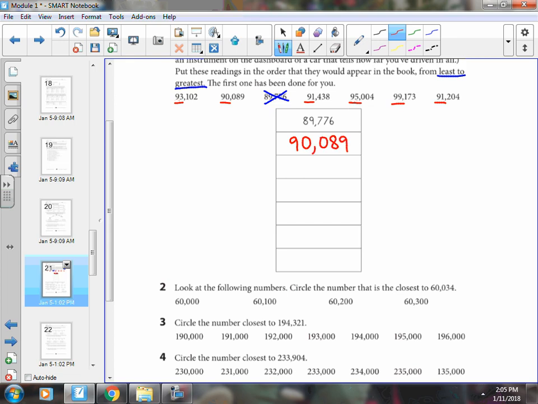90,089. After that would come 91,000, and I see two of them start with 91, so I now need to look at the hundreds place. 91,438 or 91,204. A 2 would come first. 91,204. Then 91,438.